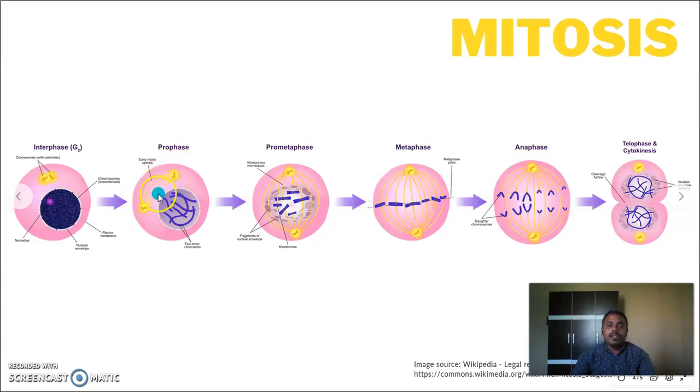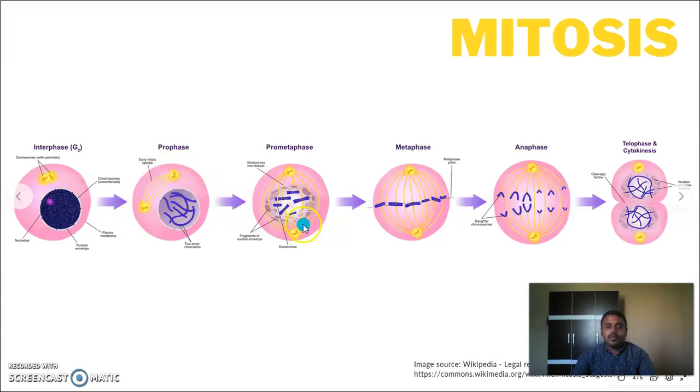There is also the formation of spindle fibers. Here you could see a thread-like structure formed between these two centrioles. These are called spindle fibers. The spindle fiber is like a connecting thing between these two centrioles. It arises from the centrioles, which come from the centrosome. So this happens in prophase.